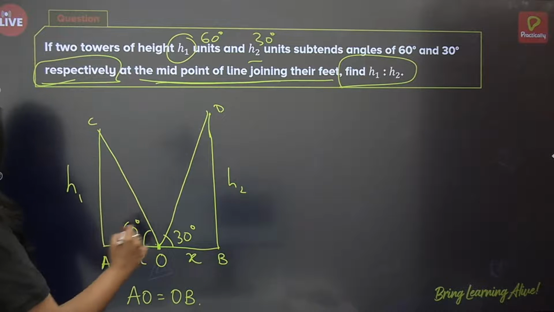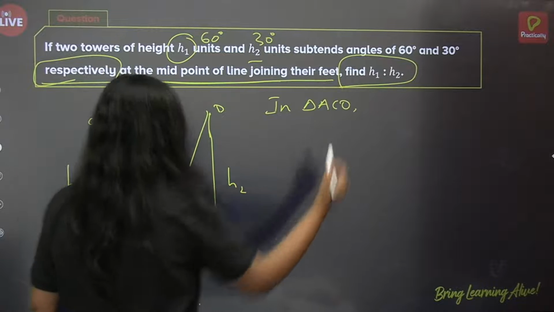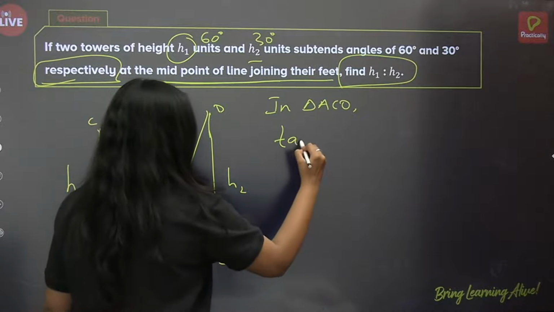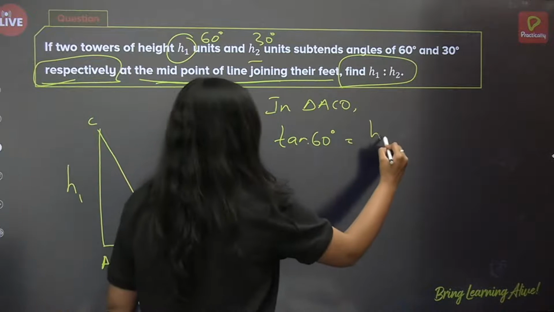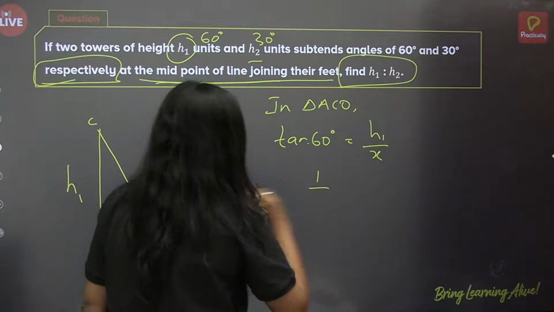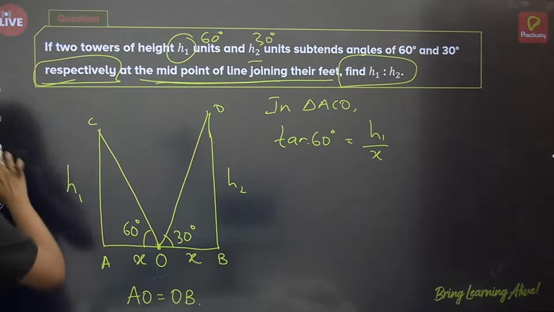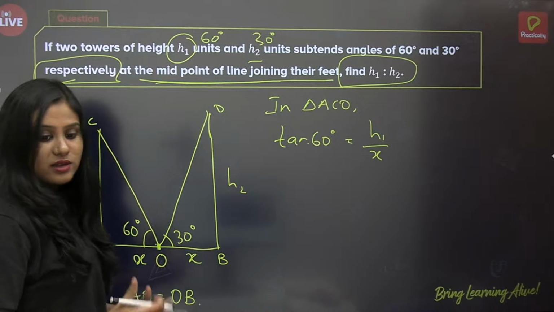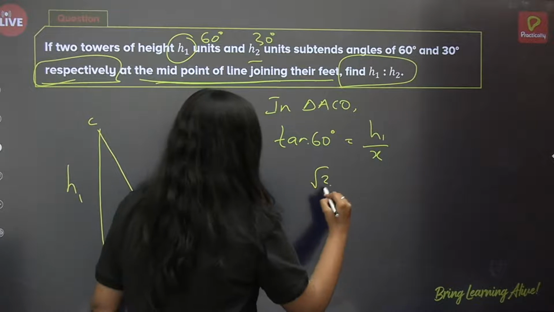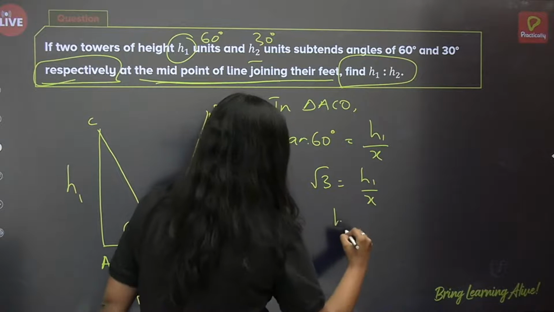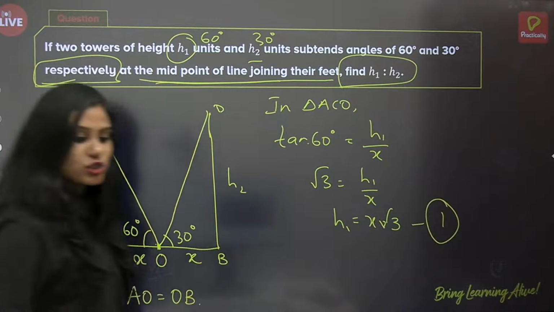Now, in the first triangle, that is ACO, tan 60 degrees is equal to h1 by x. Sorry, tan 60 is how much? Root 3. This is where we all make mistakes and then the whole answer will be wrong, correct? So root 3 is equal to h1 by x. So h1 equals x root 3. Let me take this as equation 1.